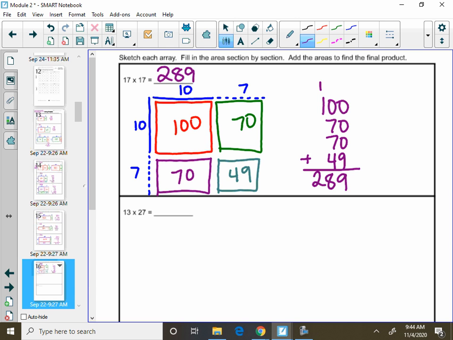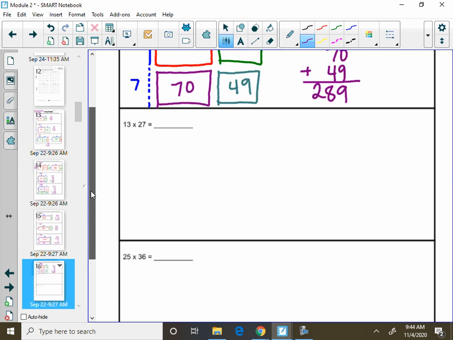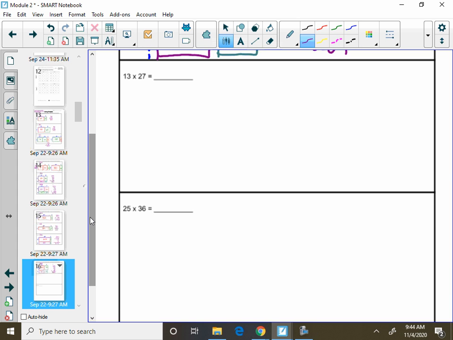2 more, and we are done for the day. All right, 13 times 27. I'm going to put a 13 on the side, which is a 10 and a 3. Right? Because 10 and 3 are way easier to work with than 13. Not very many people know their facts of 13 very well, right? 27, way easier to work with a 20 and a 7. But you're right, you also could do a 10 and a 7. You could.